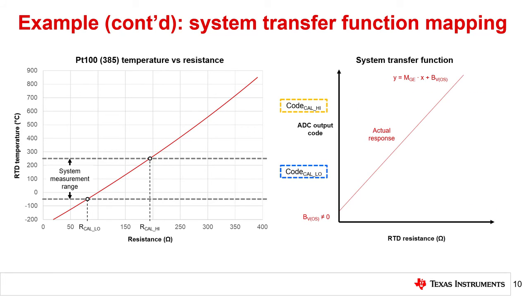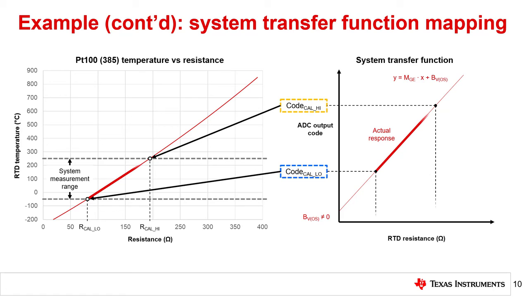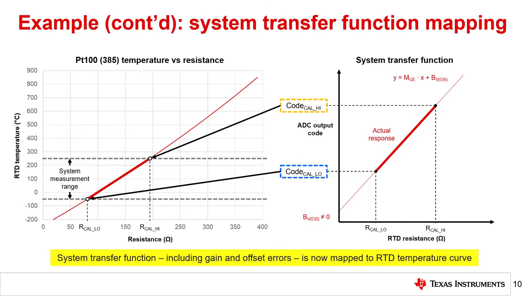This slide shows the RTD curve on the left and the system transfer function on the right. Our measured values, code cal high and code cal low, allow us to map the RTD curve to the system transfer function, including all errors as shown. Now, we know which segment of the ADC code range corresponds to the RTD curve. This allows us to accurately determine the value of any measured RTD resistance using these ADC codes and their corresponding resistance values.